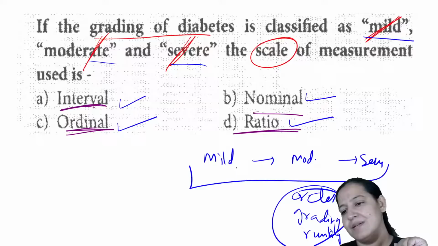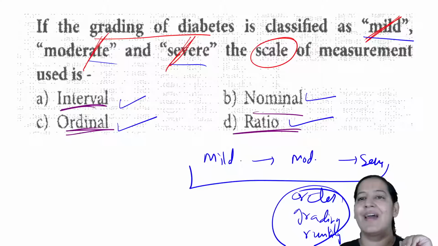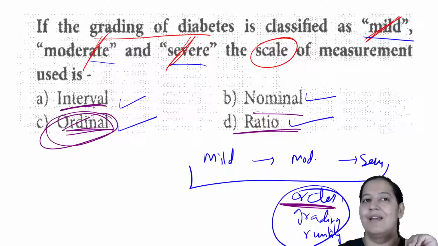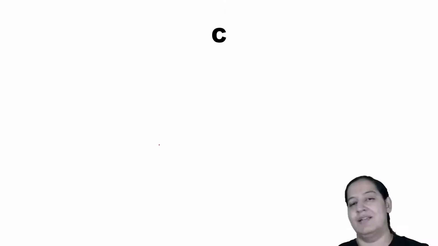Jyoti Datta, if you are saying B, B is not the correct answer. There is a particular order. Yes, the correct answer here is C. Order means ordinal. Yes, Jyoti, you are right. So order means ordinal, and the correct answer here is C.